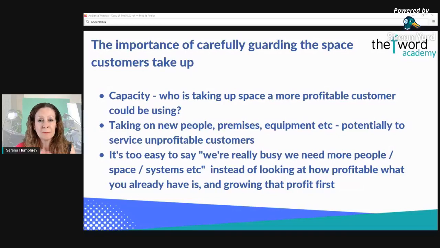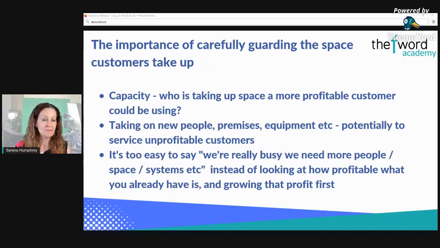Because when we get busy and we start going, oh my goodness me, we're at capacity, we need to take on more people, we usually leap straight to that conclusion rather than thinking, do you know what? We've got some customers in here who aren't profitable. What if we get rid of those people first? And let's really work on making sure our current client base is highly profitable. If they can't be profitable, we get rid and we use that space for some new customers, which means we'll make more profit, but we won't increase our overheads.